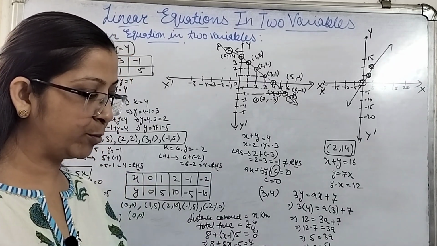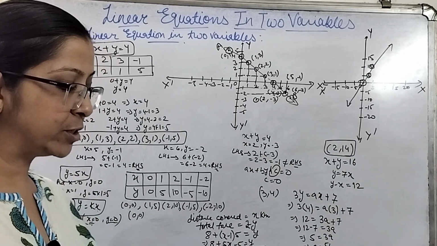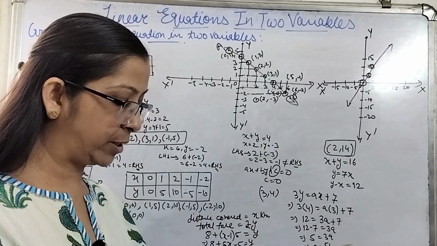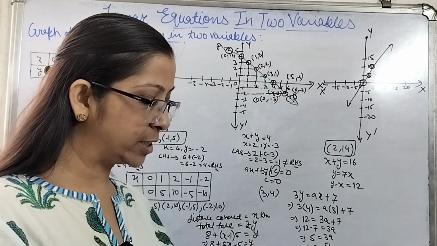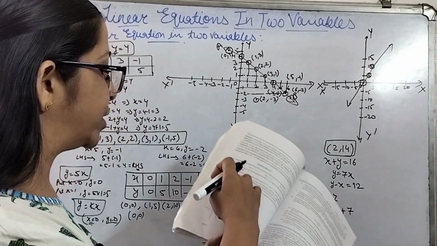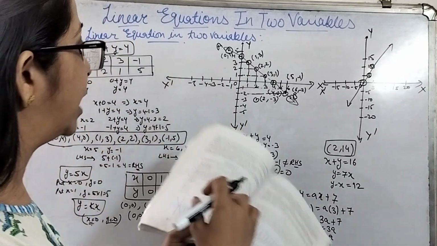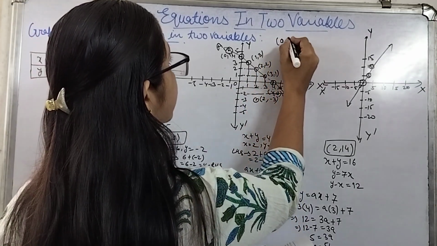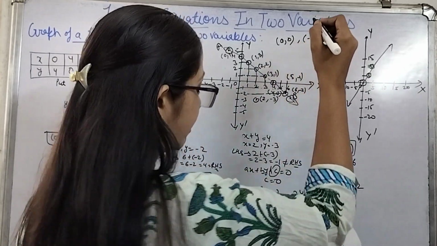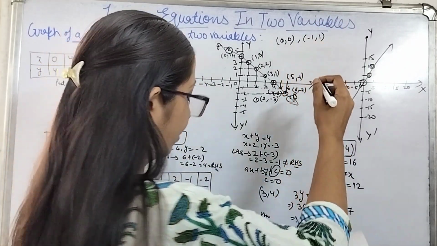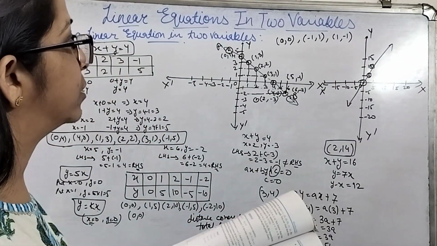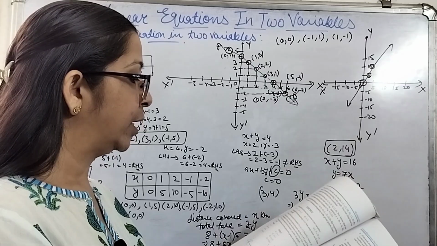Then your question is, from the choices given below, choose the equation whose graphs are given. See this graph, 4.61, the first one. The solutions for the equation are given to you. That means the points which are lying on this line are given to you as 0, 0. This is the point. Then it is minus 1, 1. This is also a solution of the equation. And 1, minus 1, this is also a solution of the equation. These are the points which are lying on the line in the given graph.